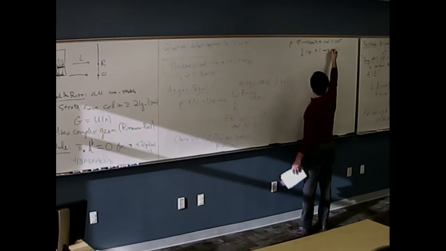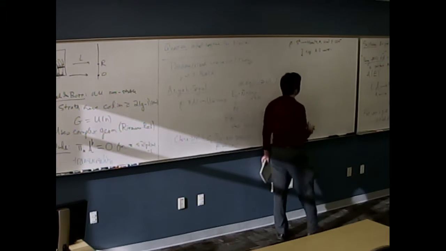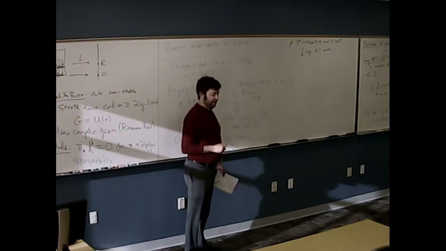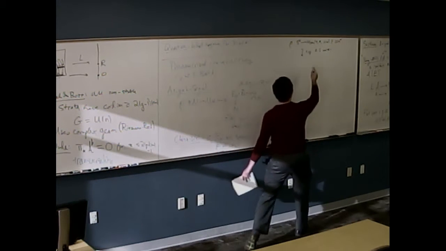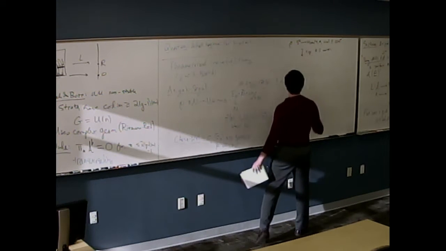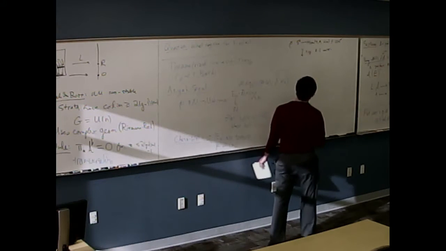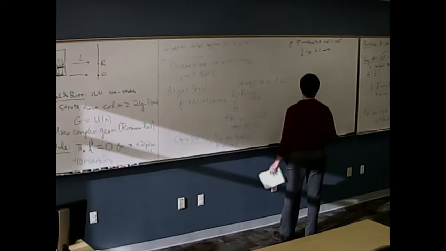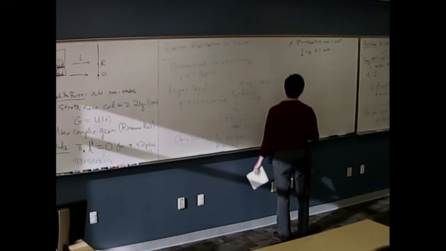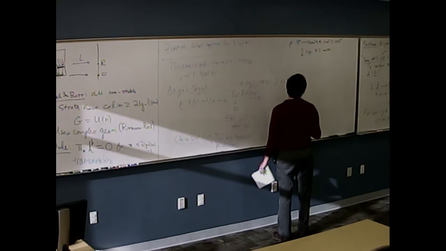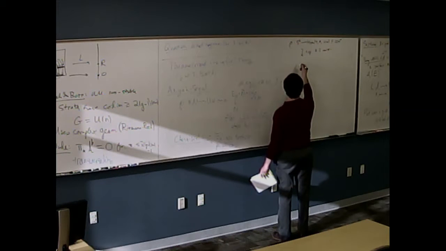Let's use the compact open topology. Think of it as sitting inside the set of all functions from this discrete group into U_n. The two topologies agree, and then you don't have to choose a generating set. Okay, so the topological Segal construction.